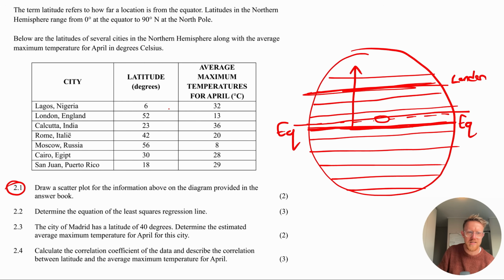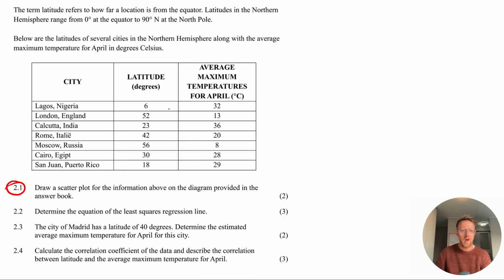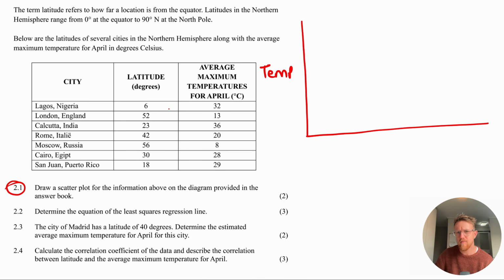Now for this question, it says, draw a scatter plot. I don't have the answer book available, but all that I saw on the memo was that in the answer book, they gave temperature on the y-axis and latitude on the x-axis. So it's pretty straightforward. I couldn't really see whether they gave the different intervals, but we can see that the highest value is 56, but let's just go to 60.